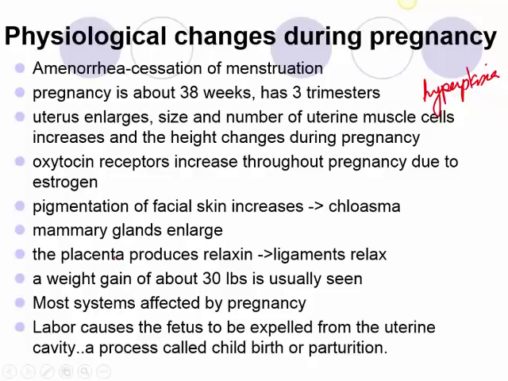The placenta produces a hormone called relaxin, which relaxes the ligaments, which is why there is a slight degree of movement between the pubic symphysis and even at the sacroiliac joints. It gives pregnant women the typical waddling gait. This also helps so that during labor, the pubic symphysis can separate a little bit and make the birth passage a bit longer, bigger. So that's important. Weight gain is seen. Most systems are affected by pregnancy, and the process of childbirth is called parturition.